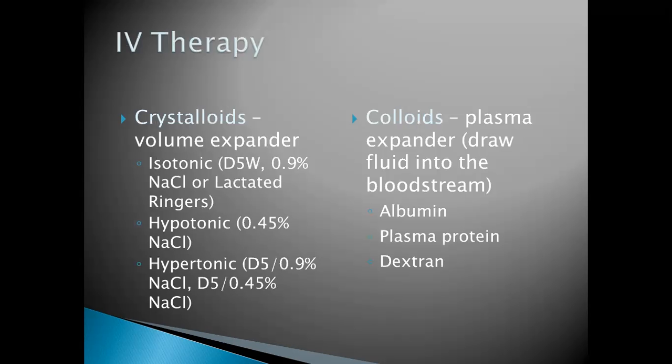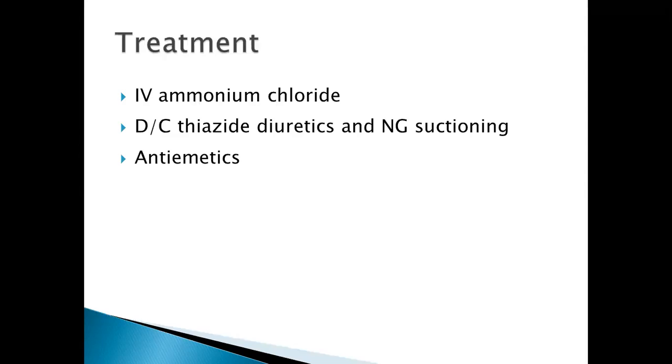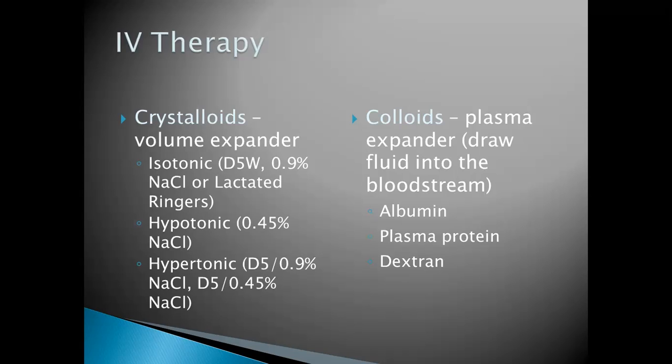IV therapy. Now the fluids that we use commonly include two types: crystalloids and colloids. So crystalloids are volume expanders. They are of isotonic, hypotonic, and hypertonic types. So isotonic include D5W, 0.9% NaCl, or Ringer's lactate. Hypotonic include 0.45% NaCl. Hypertonic include D5 in 0.9% NaCl or D5 in 0.45% NaCl.